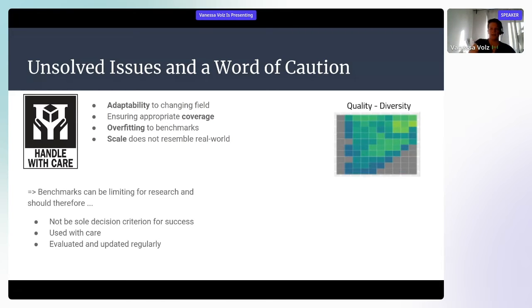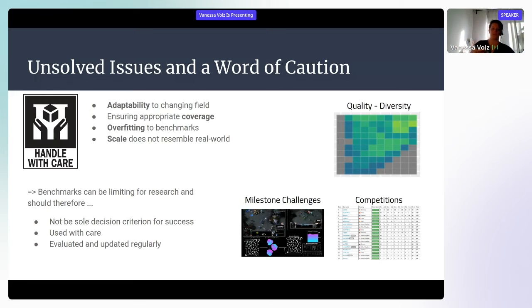So I'm really arguing for diversity in terms of the problems that we're covering in benchmarks, and then also in terms of the things that we use to measure progress in AI. So not using just benchmarks, but also the milestone challenges and the competitions. And specifically for publishing, I don't think they should be the sole decision criterion. Of course, novelty is always interesting, promising new approaches. So yeah, they should be used with care and updated regularly to fit what we actually want to measure.